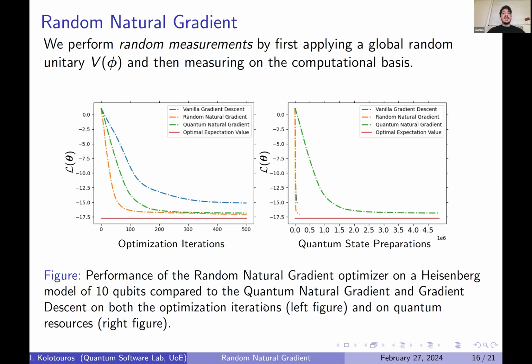And the other thing is that, as you can see, the gradient descent is the one that performs really badly in these cases because it doesn't take information about the changes happening in the quantum state.